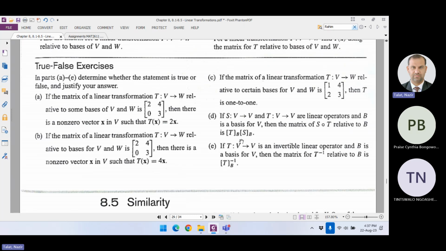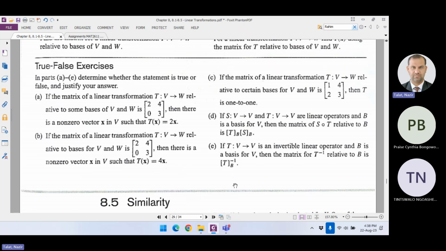Like the matrix A times B is not always equal to B times A. So that's why this statement is not true. And if T is a mapping from V to V, an invertible linear operator, and B is the basis for V, then the matrix for T inverse relative to B is the inverse of [T]_B.